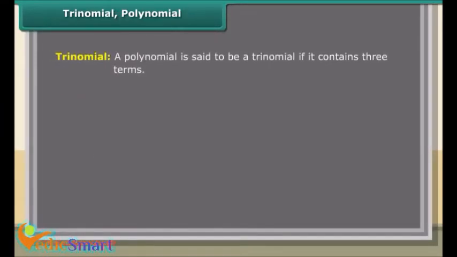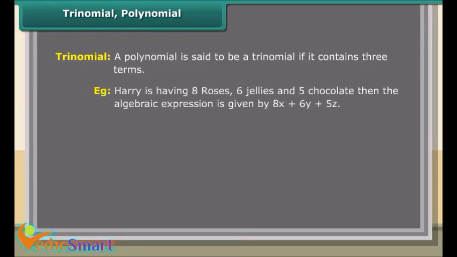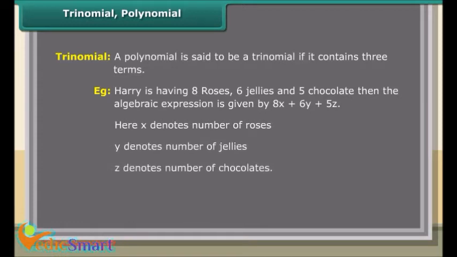Trinomial. A polynomial is said to be a trinomial if it contains 3 terms. For example, Harry is having 8 roses, 6 jellies, and 5 chocolates, then the algebraic expression is given by 8x plus 6y plus 5z. Here x denotes number of roses, y denotes number of jellies, z denotes number of chocolates. 8x plus 6y plus 5z is a trinomial which contains 3 terms.